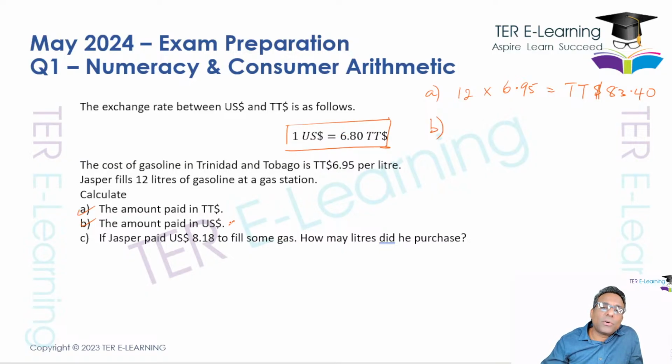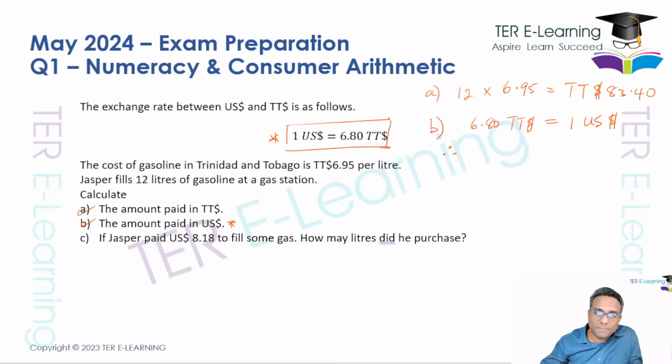I want to figure out the amount of money that I just paid for that gas. I want to figure out the US amount. To do that, you're going to write the statement in such a way that US dollars is on the right hand side. That's typically what we do. So we say, well, $6.80 TT dollars is really equivalent to 1 US dollar. So that's my statement. I've written it so that the US dollar is on the right hand side.